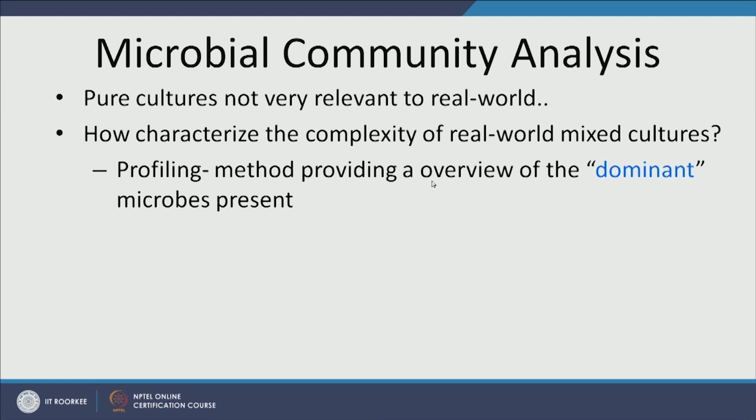It gives me an idea of the dominant microbes present. Most profiling methods don't have very high sensitivity, so I get an idea of the microbes that are overall present, such as cloning, T-RFLP, DGGE, PCR, NGS. NGS is very sensitive nowadays, and NGS is, by the way, next generation sequencing. I can also get an idea of the less dominant microbes, but T-RFLP and DGGE, which I have already talked about, give me an idea of the dominant microbes.